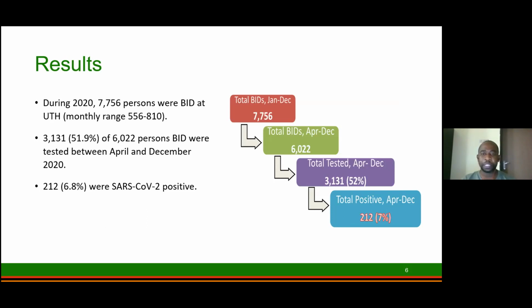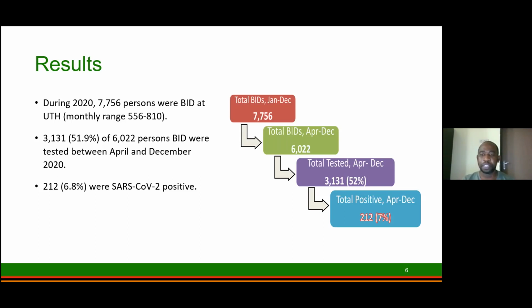During 2020, January to December, we recorded a total number of 7,756 BIDs at the UTH mortuary. During our period of testing, which ranged from April to December, we recorded 6,022 BIDs. The total number tested from the 6,022 was 3,131, which represents 52% of the BIDs received during the period of testing.